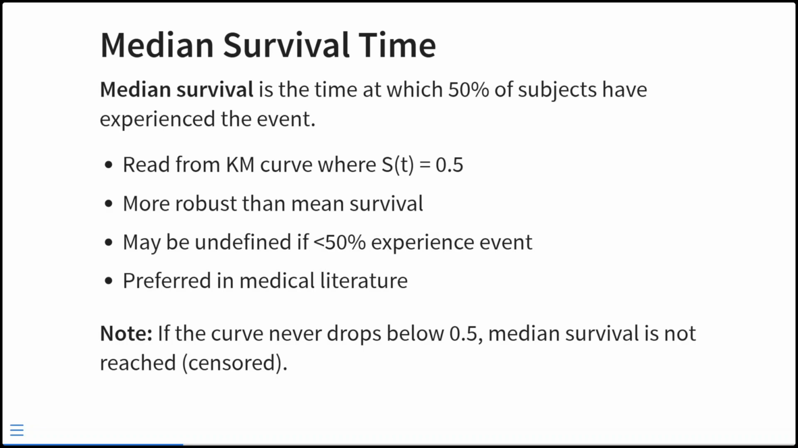It may be undefined if less than 50% experience an event, which means we might not actually have it defined if fewer than 50% have already experienced an event. So let's say the number of people that died was not up to 50%. Then it's undefined, and it is usually preferred in medical literature. If the curve never drops below 0.5, then the median survival time is not reached.